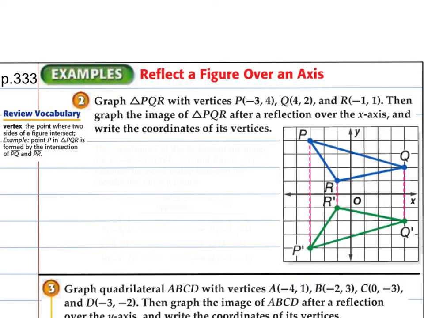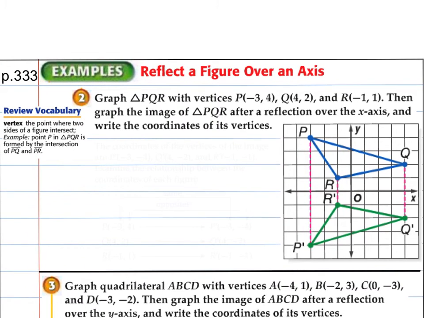Okay, so a little bit here. This is kind of a wordy one, a lot of visuals, so you need to really take your time and read through what it's asking you. This one's saying graph triangle PQR with vertices P at -3, up 4. And Q is at 4, 2. And R is at -1, 1.